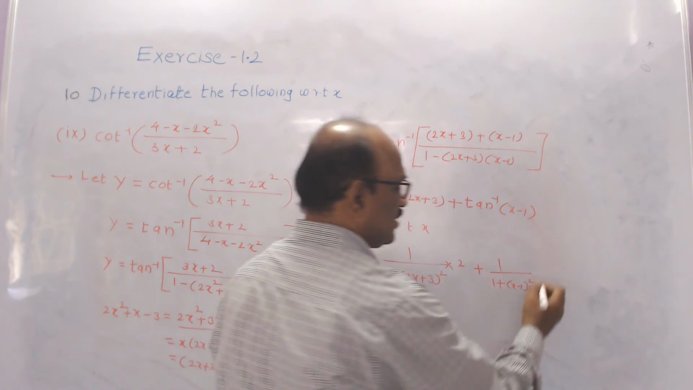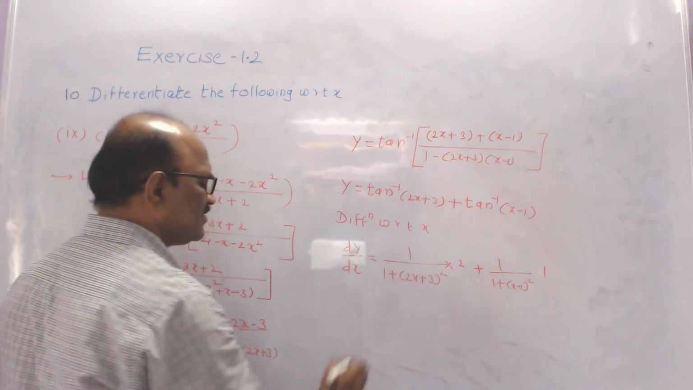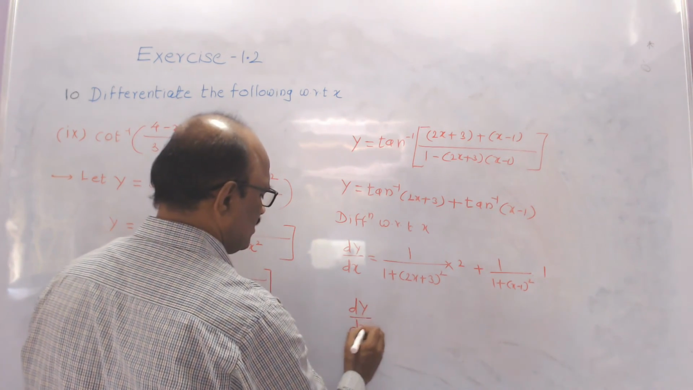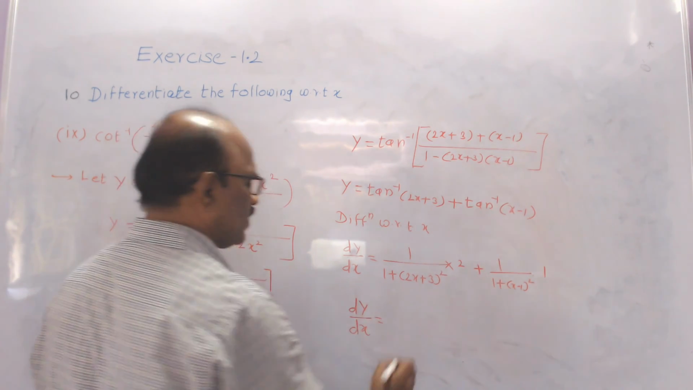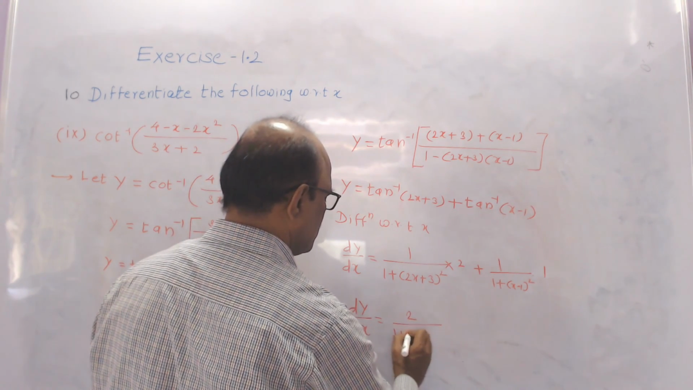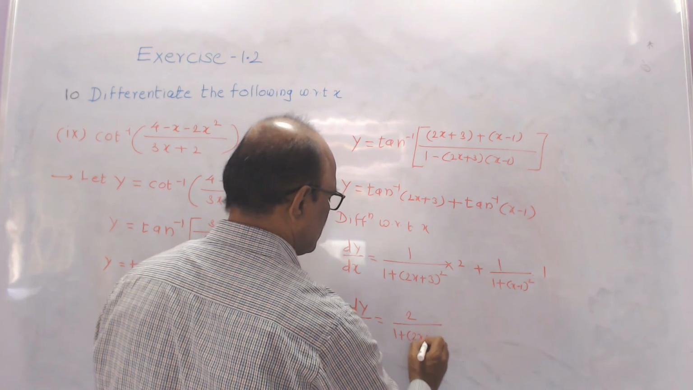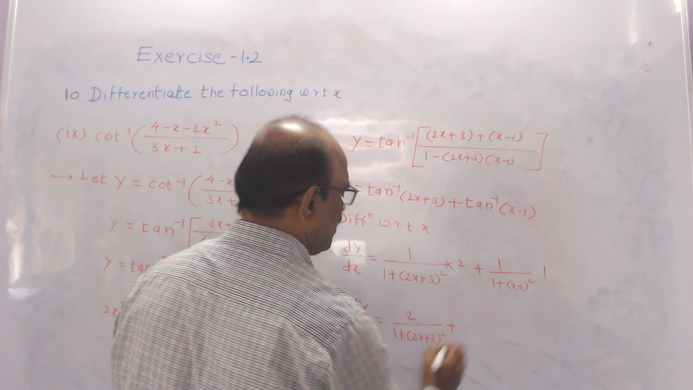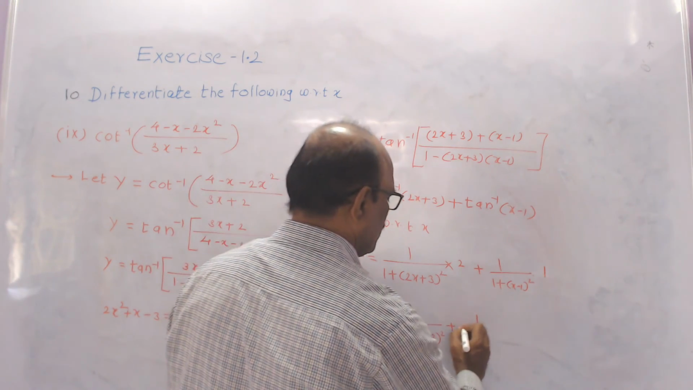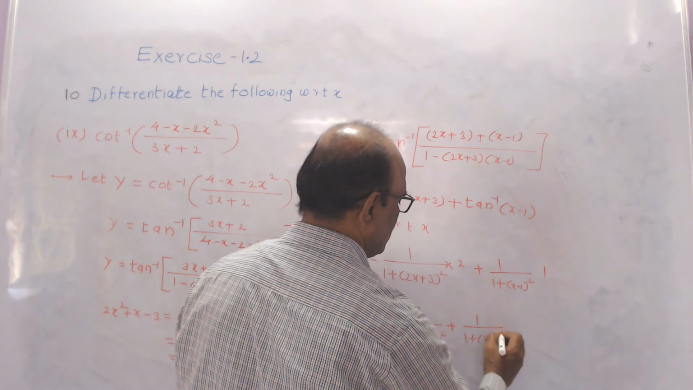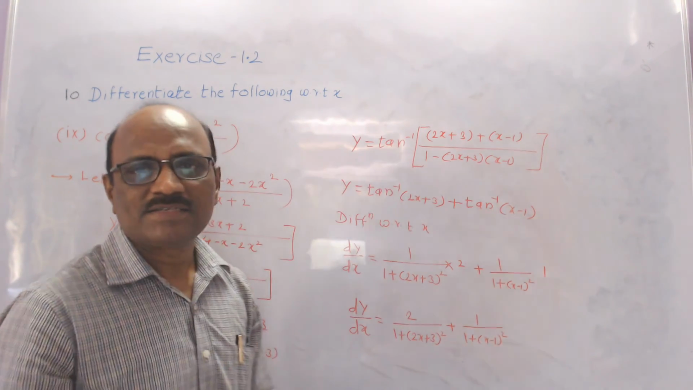The derivative of x minus 1 is 1, and hence the answer is dy by dx equals 2 upon 1 plus (2x plus 3) bracket square plus 1 upon 1 plus (x minus 1) bracket square.